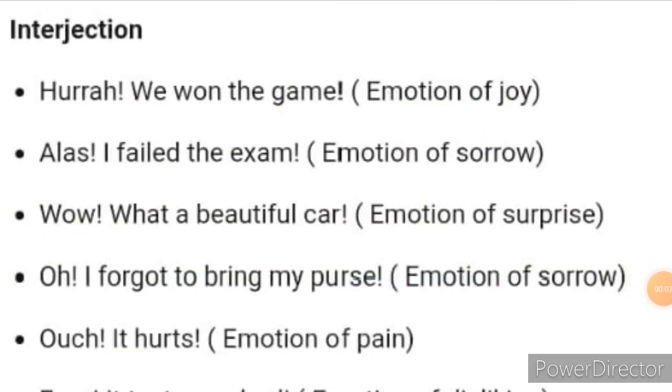Now look at the examples for interjection, children. "Hooray! We won the game." It gives the emotion of joy. That is the interjection; it gives the emotion or feeling in a sentence. Here the exclamation symbol is used. Look at the next example. "Alas! I failed the exam." It is an emotion of sorrow. Here also we have identified the punctuation mark with the interjection.